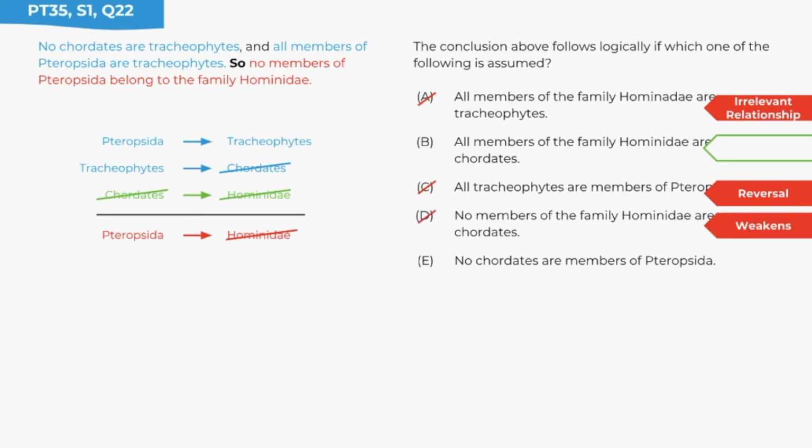Answer choice E says that no chordates are members of Pteropsida. So if something is a C, then it's not a P. Or by contrapositive, if it's a P, then it's not a C. And this actually follows from the first two premises. So if something is a Pteropsida, then it's a tracheophyte. And if it's a tracheophyte, then it's not a chordate. So we could infer from those two premises that if something is a Pteropsida, then it's not a chordate.